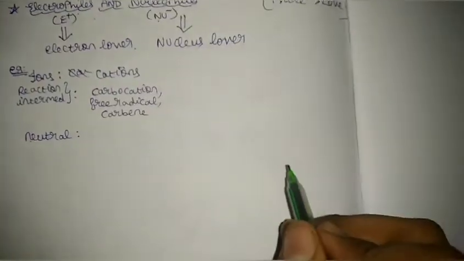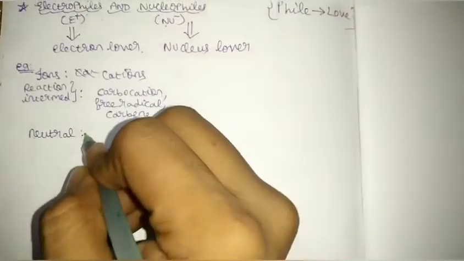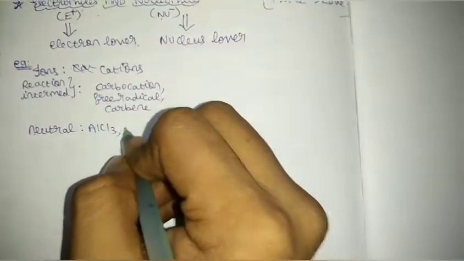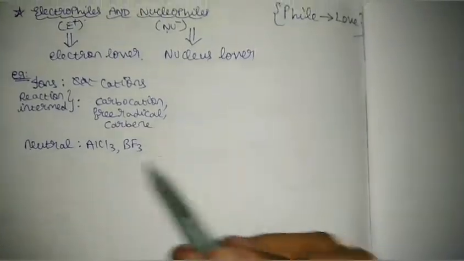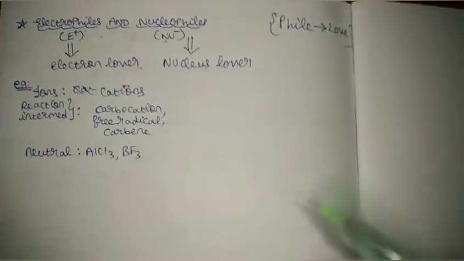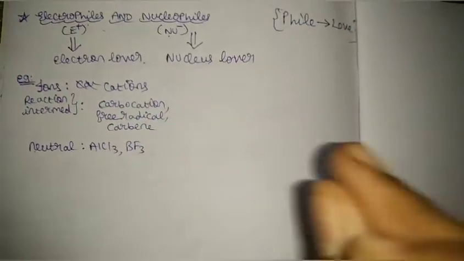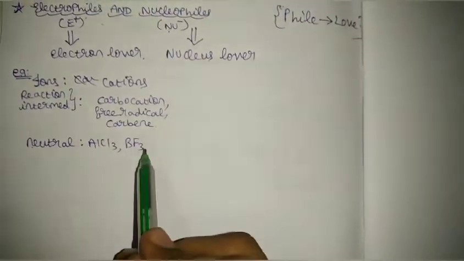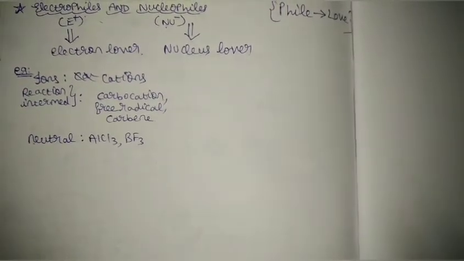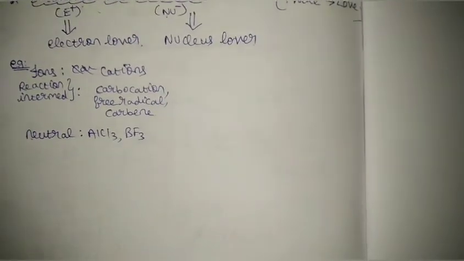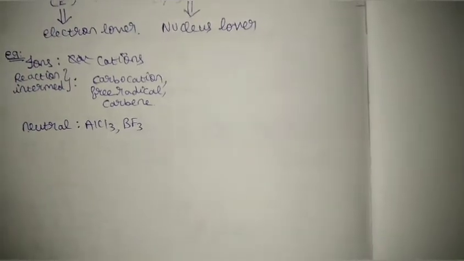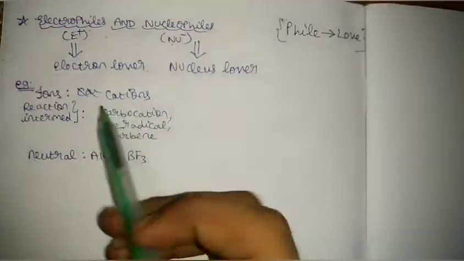You studied in chemical bonding, right? Odd electron species like AlCl3, BF3. These have an incomplete octet. They will have only a sextet of electrons, meaning 6 electrons, in the central atom. So this is a neutral molecule, but since it has only 6 electrons, it needs 2 more electrons to complete the octet, right? So this is also electron loving only. So you can consider a neutral molecule also to be an electrophile.